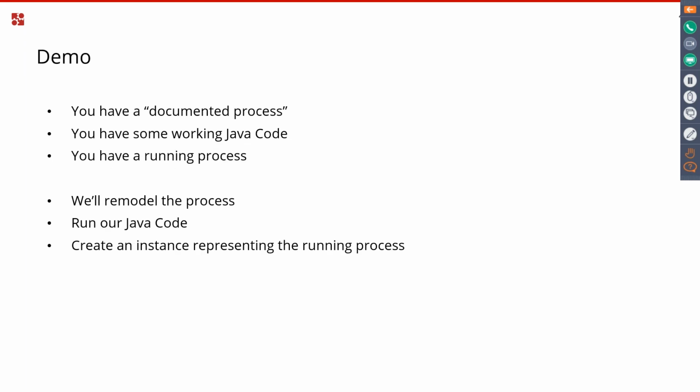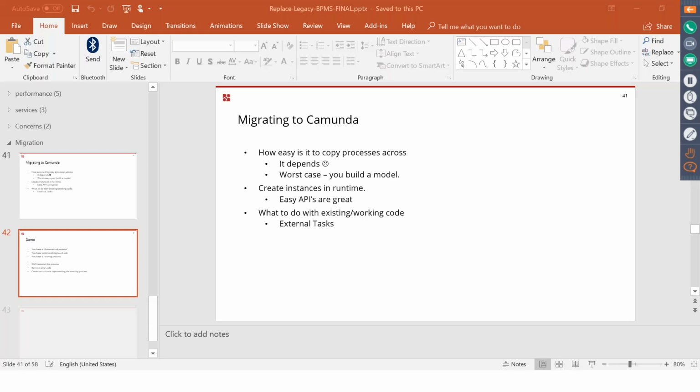So for that, I'm going to assume that we have a process that we have documented and some working Java code that we want to use, and somewhere there happens to be some running instance of this process, and that we would like to have that state replicated in Camunda somehow to make sure that we don't have to sunset any very long-running processes in our old system. So we'll remodel a process, run some Java code, and then create an instance representing where the other one is in the system. Okay. Yeah, that sounds great.